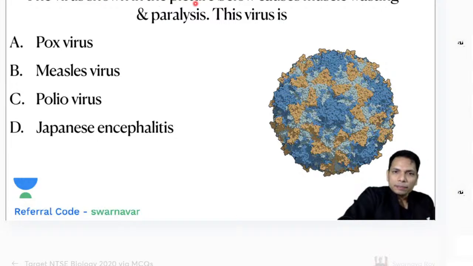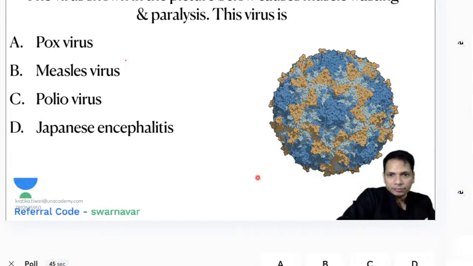the virus shown in the picture below causes muscle wasting and paralysis. Which virus is this which causes muscle wasting? Is it a pox virus? Is it a measles virus? Is it a polio virus? Or is it a Japanese encephalitis virus? Which virus is this which causes muscle wasting and paralysis?